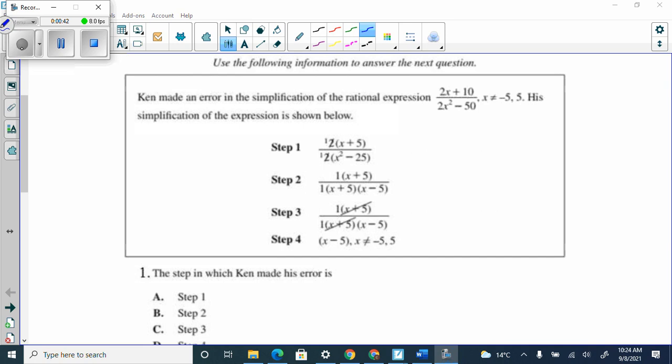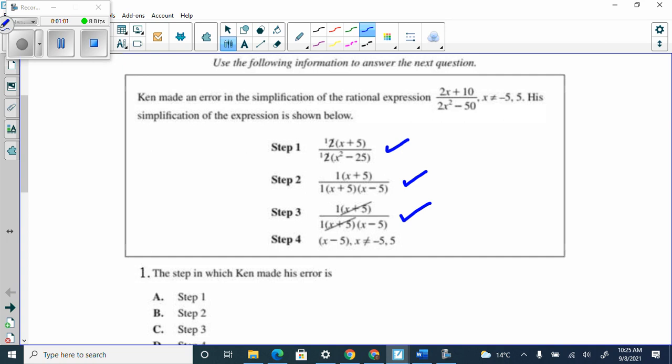Then in the next step, they did a difference of squares. X plus 5, x minus 5. So this was good, and that's still good, right? So we're still good there. We agree? Then in the next step, they canceled off the x plus 5. Is anything wrong with that? No. So that step's still good.